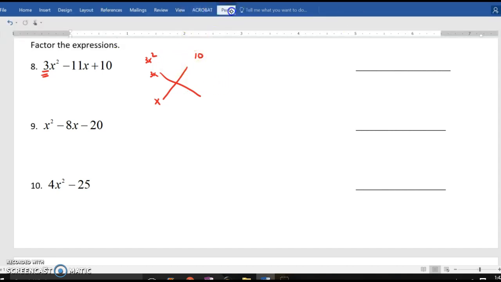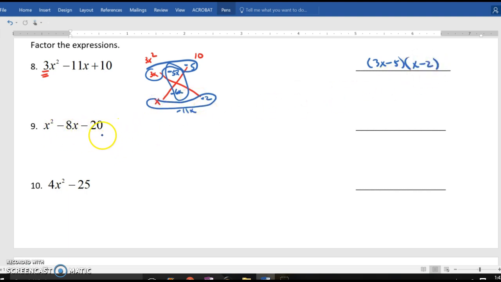Say we put the 2 here and the 5 here. That would give me 6x here, 5x here. That gives me 11x. Uh-oh, I need it to be negative 11x. So let me make these both negative. So 3x times negative 2 is negative 6x. x times negative 5 is negative 5x. If I add these together, I get negative 11x. That matches up. So this factors out to give me 3x minus 5 and x minus 2.